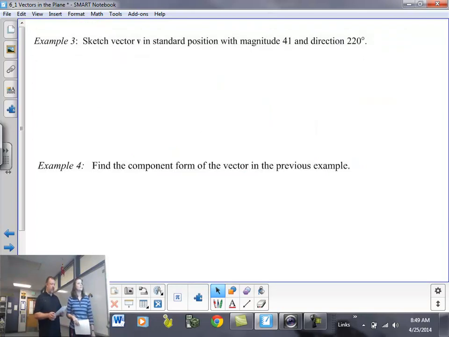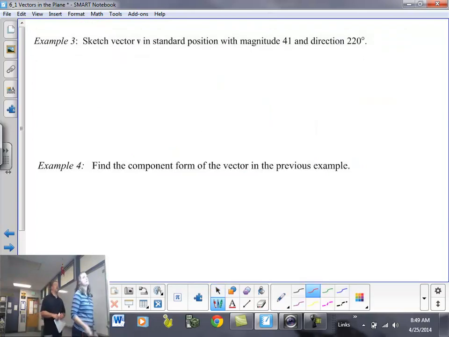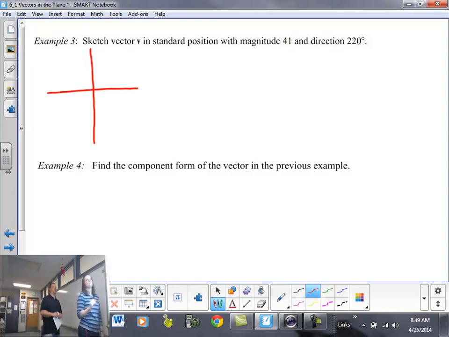Okay, so sketch a vector V in standard position with magnitude 41 and direction 220 degrees. Well, 220 degrees is going to be over there somewhere. All right, and we're all pretty good at that. And if the magnitude is 41, how do we make sure that's represented on our picture? We're going to write that. Hey, that was hard. We're done. Ta-da! I like that problem.